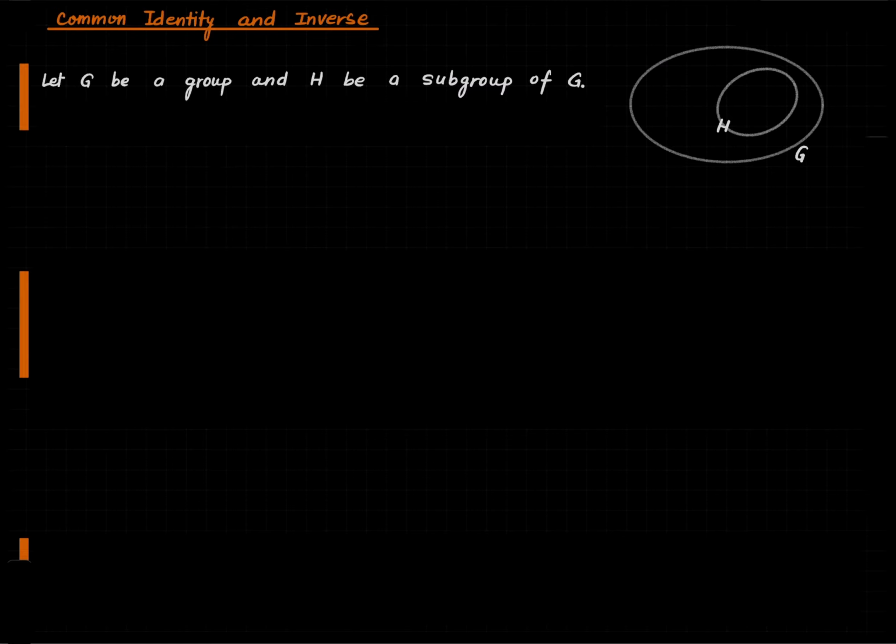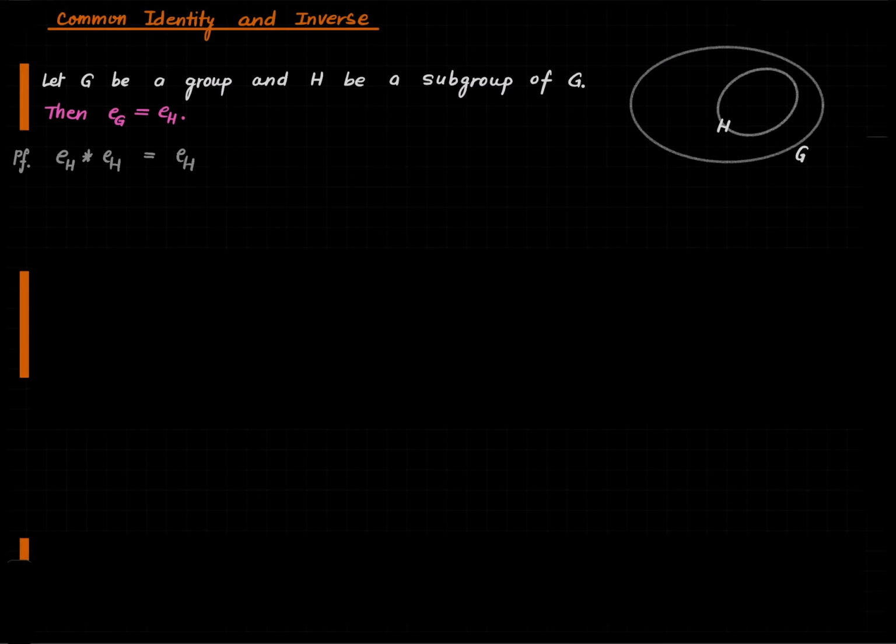It's not immediately obvious. But the claim is that indeed they are the same. The identity of any subgroup is the same as the identity of the parent. It's not at all hard to prove. So consider this equation.